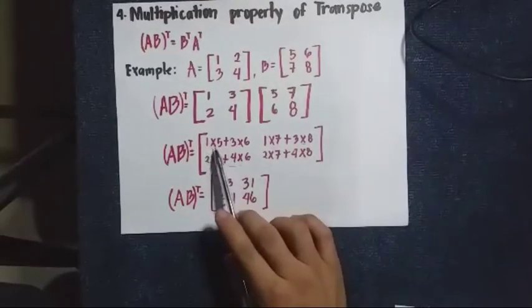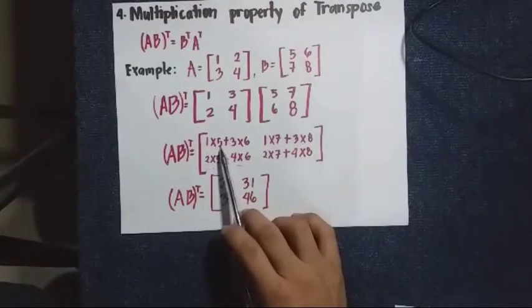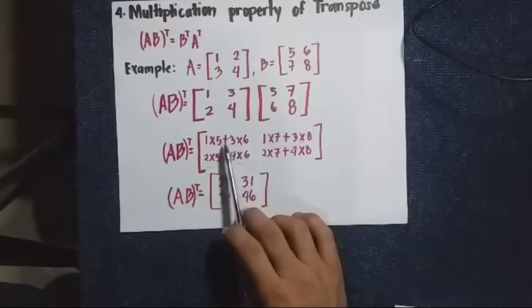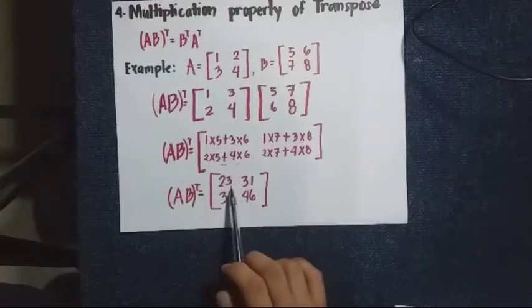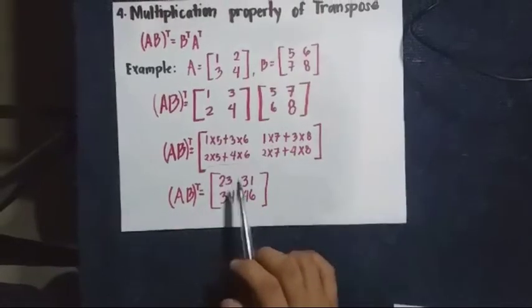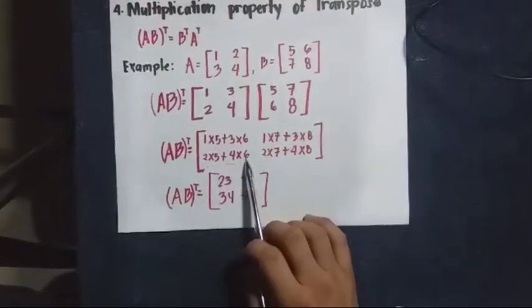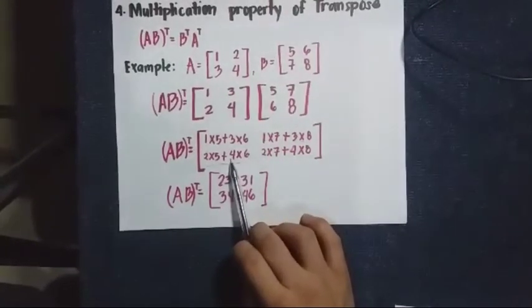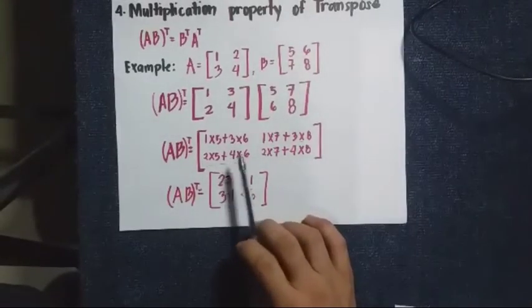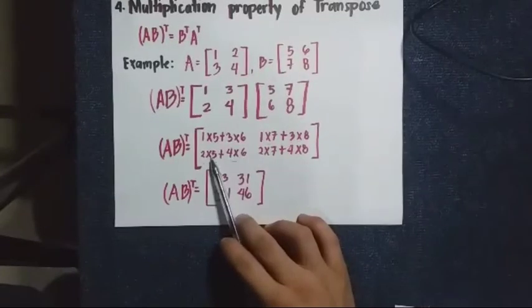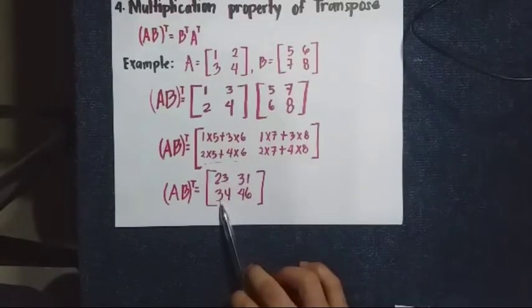So we have here 1 times 5, which is 5, plus 3 times 6, which is 18. So 18 plus 5, we have here 23. Now 2 times 5 is equal to 10. 10 plus 6 times 4, which is 24. 24 plus 10 is equal to 34.